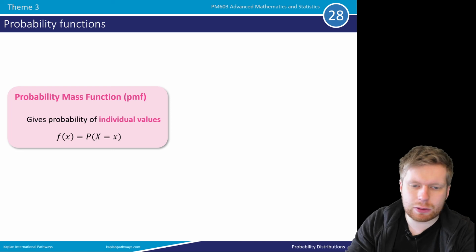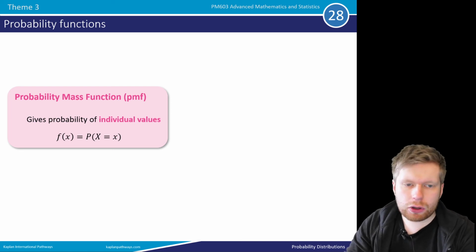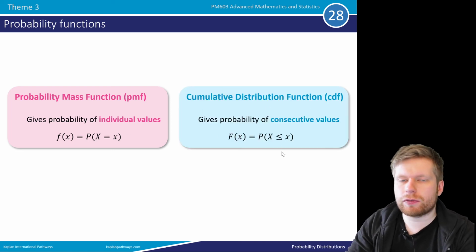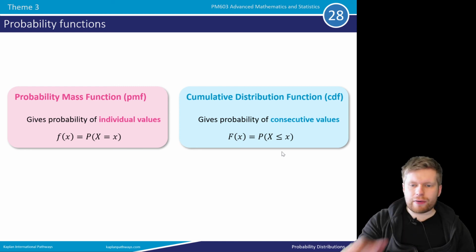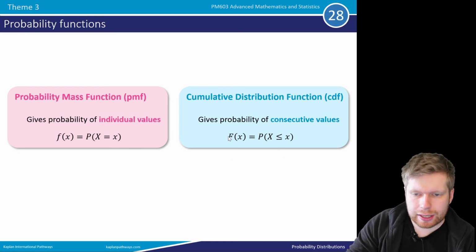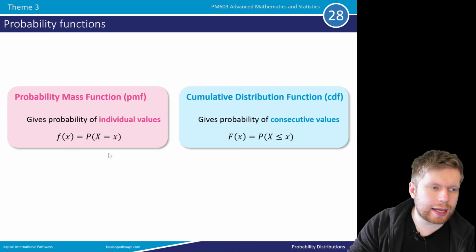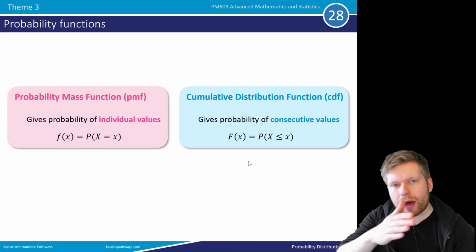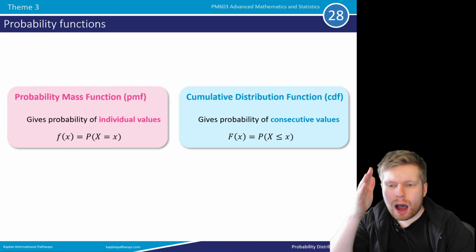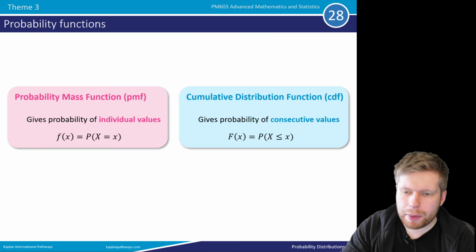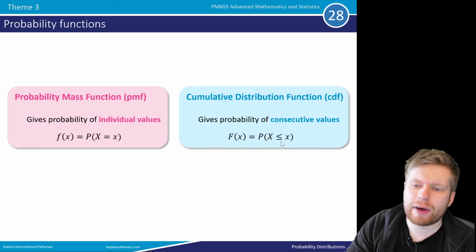So the probability that x is equal to some value, okay? If you're looking for the cumulative distribution function, that basically says F of x, and you notice that it's the capital letter F as opposed to the lowercase letter, is simply all of the outcomes added together up until that particular value. So it's the probability of consecutive values, okay?